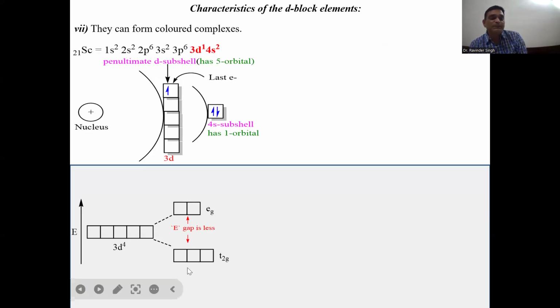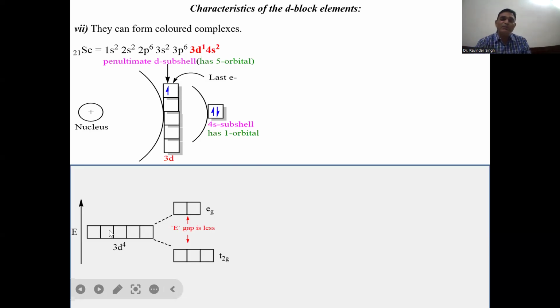Okay, so the main question here is: how can we explain the d block elements or their compounds forming colored complexes? How can we explain how the energy is going to be released in the visible region? As we already discussed, for any compound which is colored, how can we explain that? We must have an unpaired electron which must move from a lower energy level to a higher energy level.